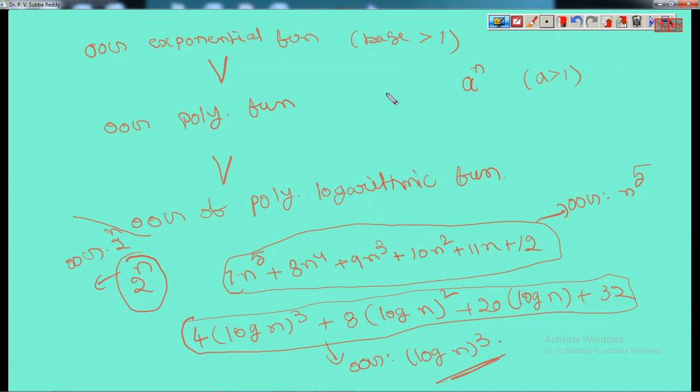Order of growth of a polynomial means say n power b, where b is the power. Now what are we saying? This growth is more than this. That means n power b is little o of a power n. That means the limit as n tends to infinity of n power b by a power n is 0. Therefore, by the formal definition, it is true. This is important, so please remember this.